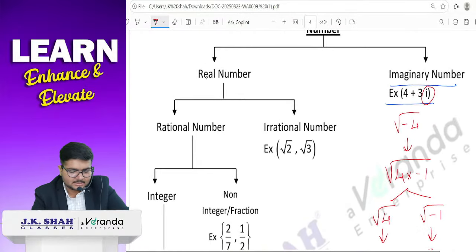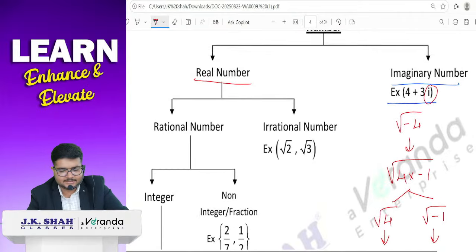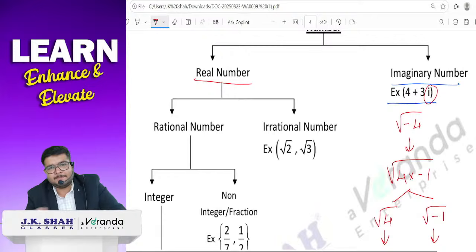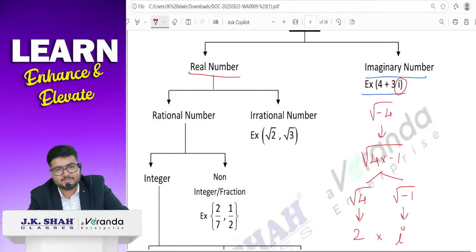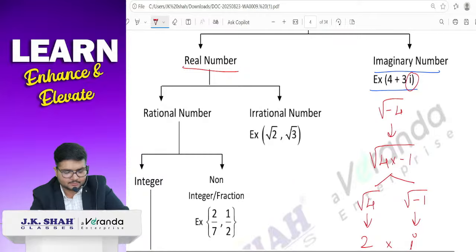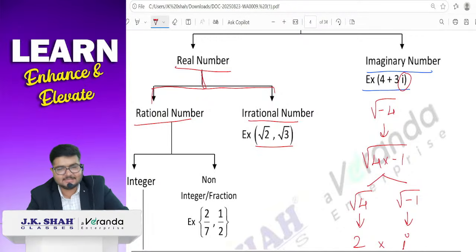Now comes the lengthiest part, that is called real numbers. So real numbers, all those numbers apart from imaginary numbers are all real numbers. So there are many numbers which come under real numbers. We are going to see one by one each type of real numbers. So broadly, real numbers are classified into two parts. Those parts are rational number and irrational number.